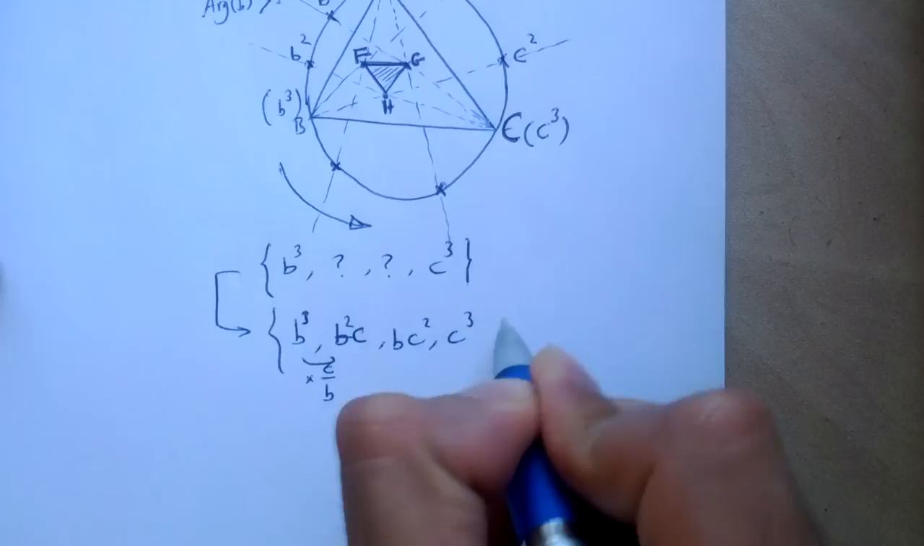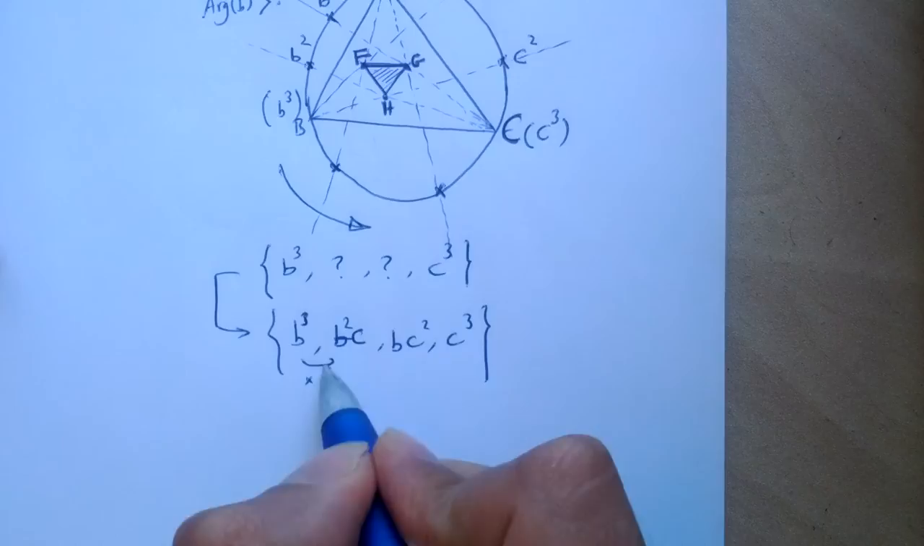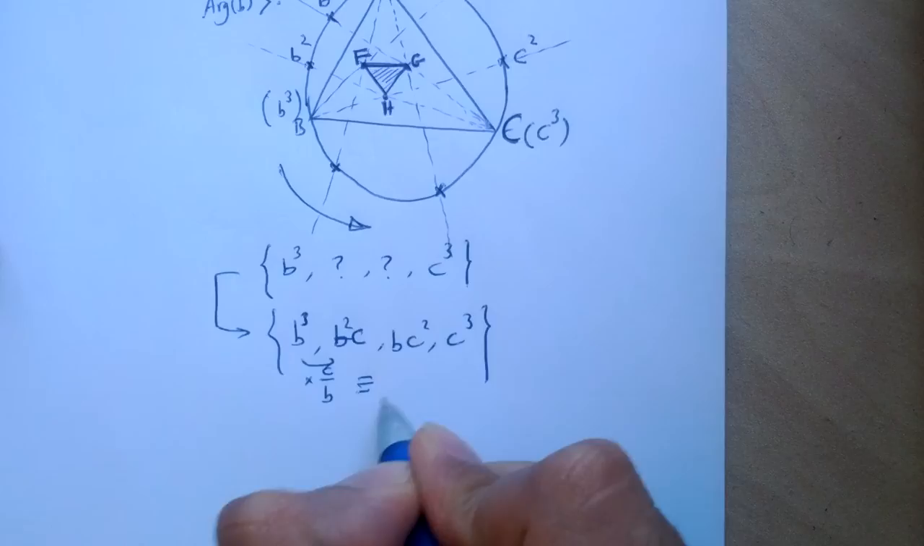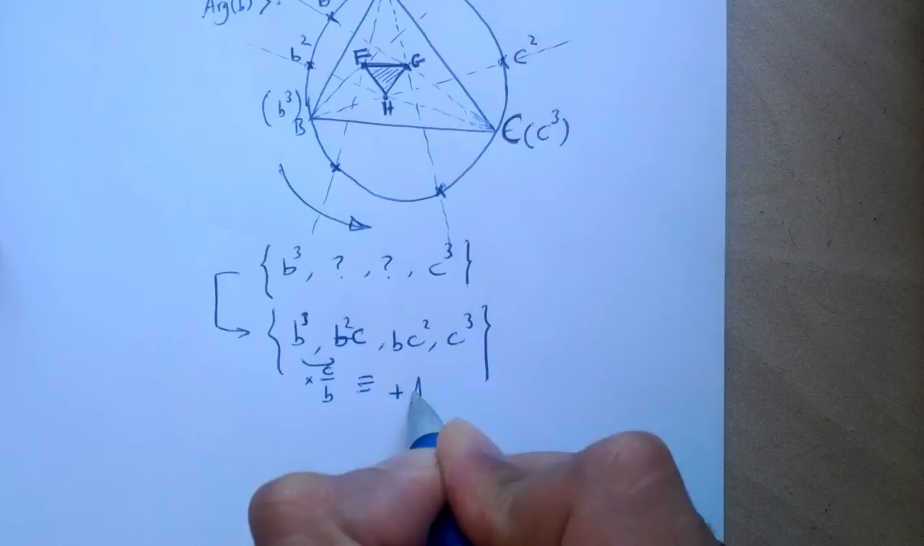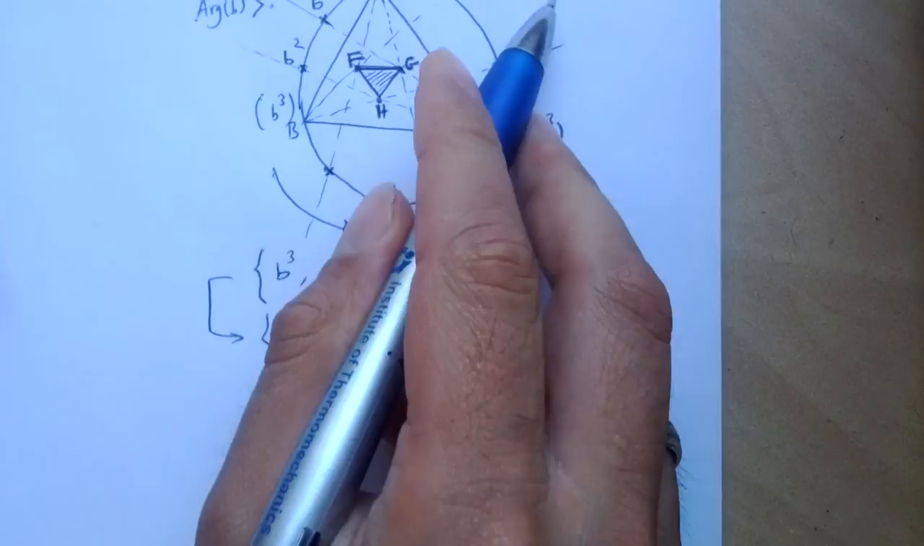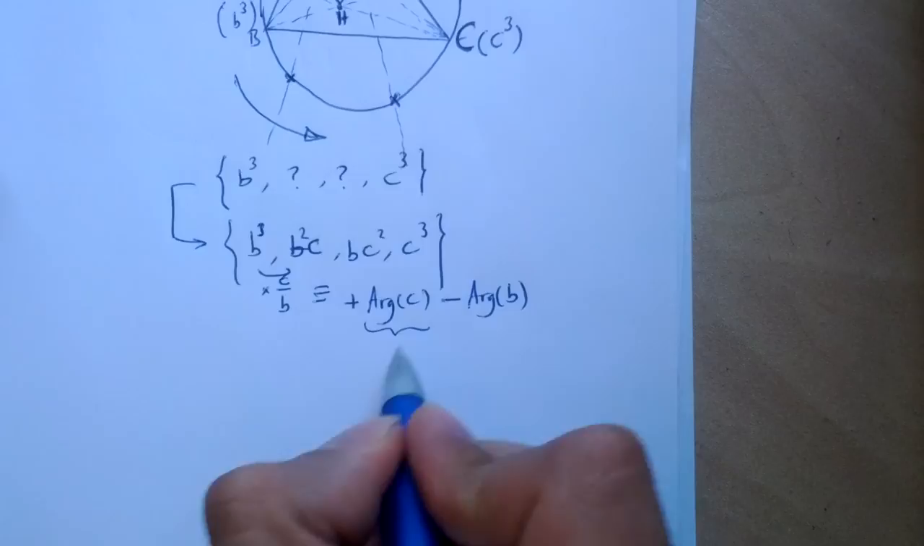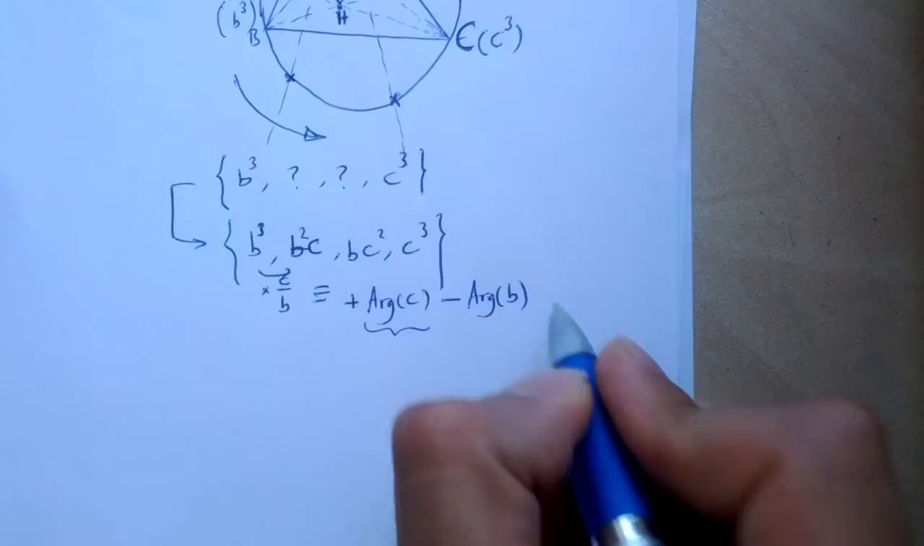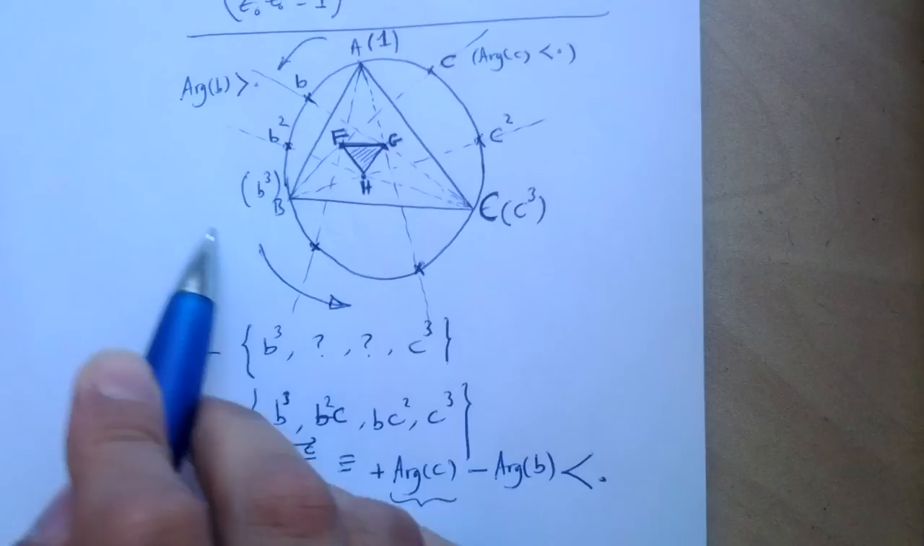But I know that if I multiply by C over B, this is equivalent to the fact that at each step, I add up the argument of C to this number, and minus argument of B. And I know that argument of C is negative here, and argument of B is positive. So that the argument added to each of the points is negative, certainly. So that we are moving in a clockwise direction.